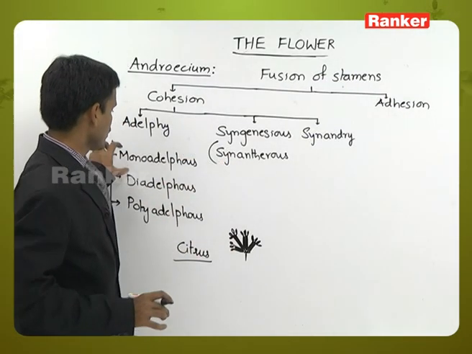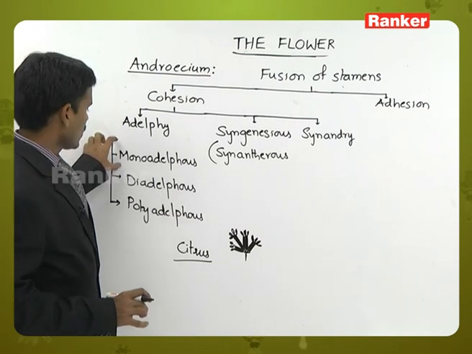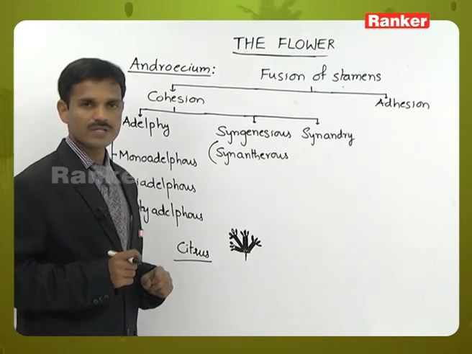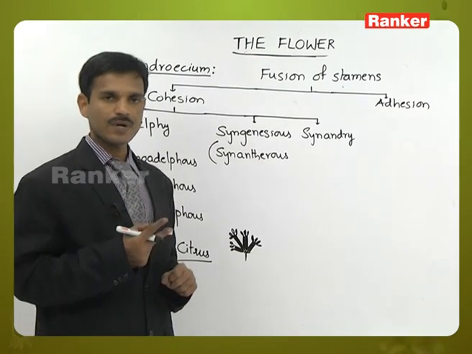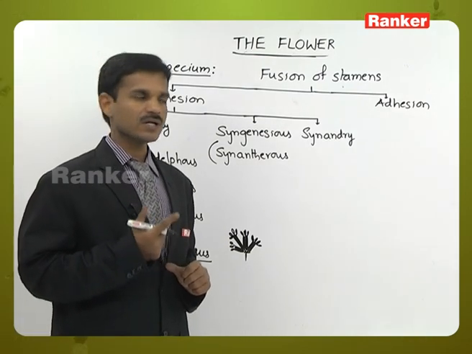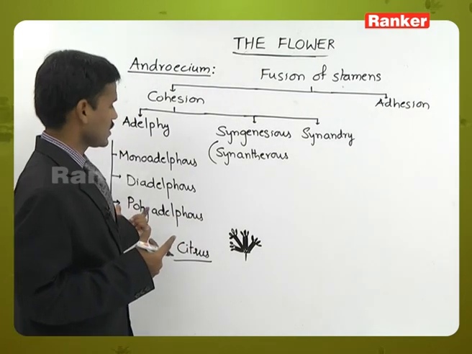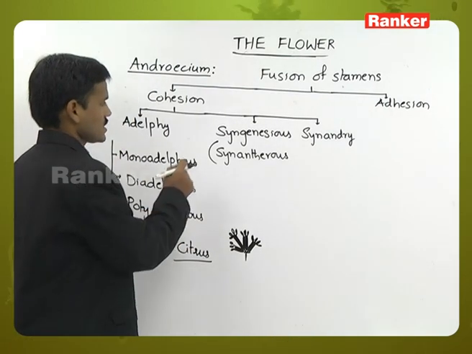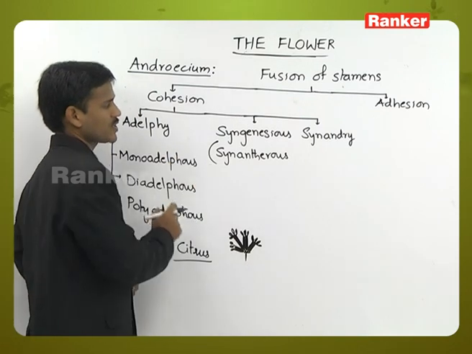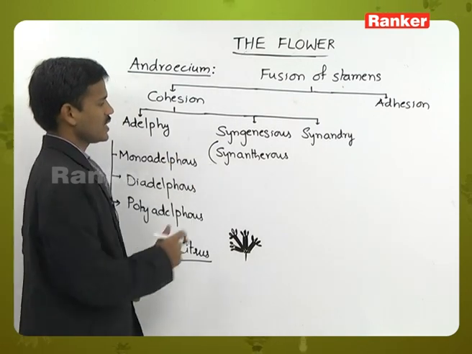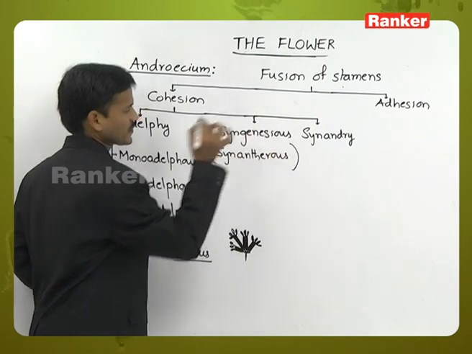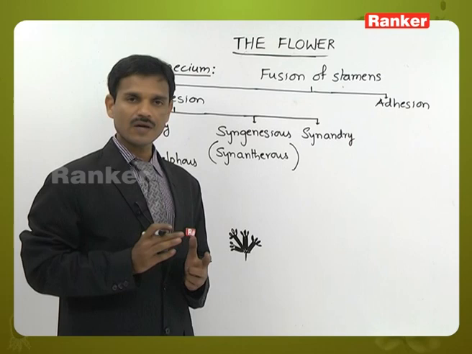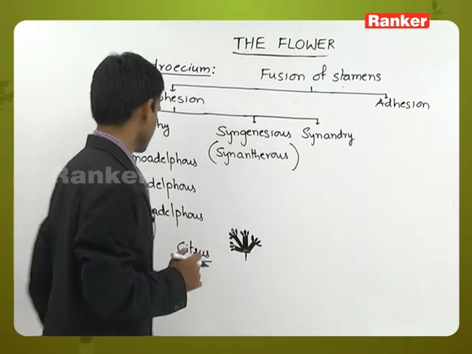So in total, Adelphi has monodelphous, diadelphous, and polyadelphous. If one bundle is formed, it is monodelphous condition. Diadelphous, 2 bundles. Polyadelphous means more than 2 bundles, or many bundles. Next, the second type of cohesion is syngenesious. It is also known as synantherous. So only the anthers are fused, not the filaments. Filaments are free, anthers are fused.